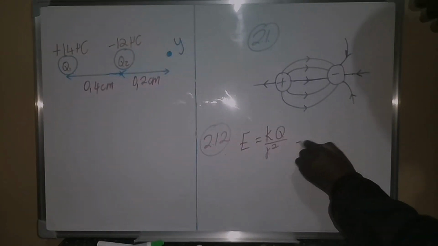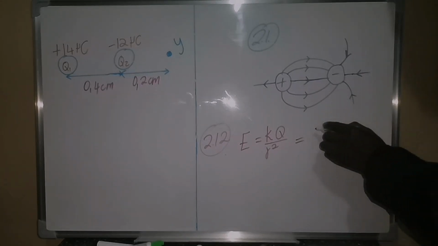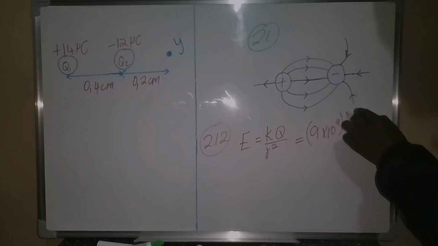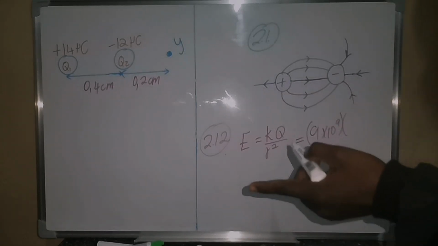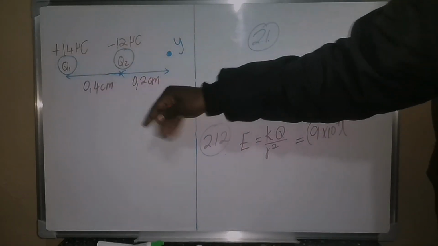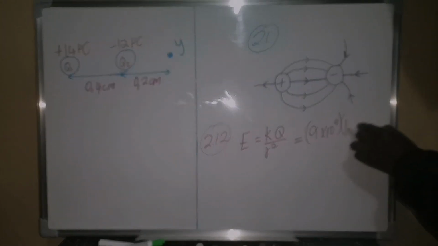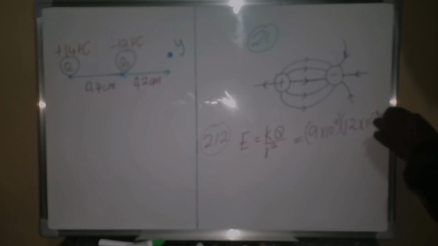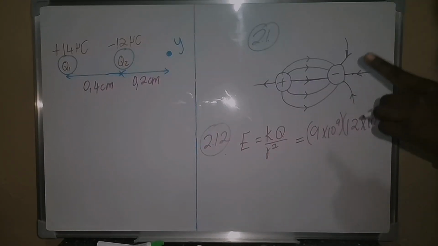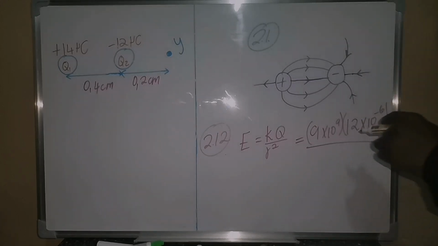What is the value of k? It is our constant, 9 times 10 to the power 9. What is the value for our Q? It is 12 times 10 to the power negative 6. Remember, the negative 12 just shows the type of charge, not the value. Don't involve the negative sign, please, guys. That negative shows the direction of the force, not the value.